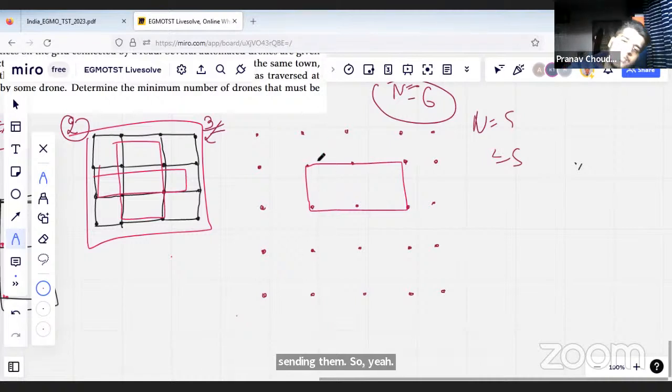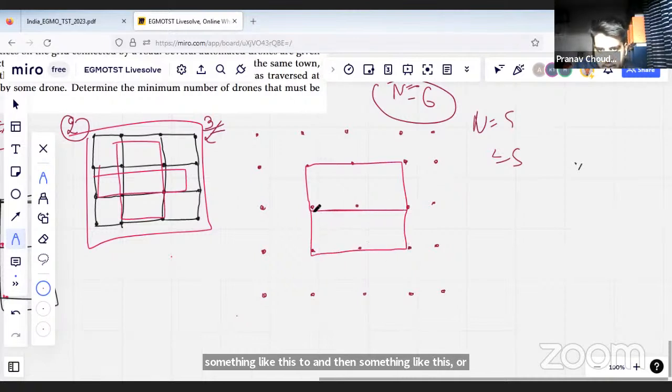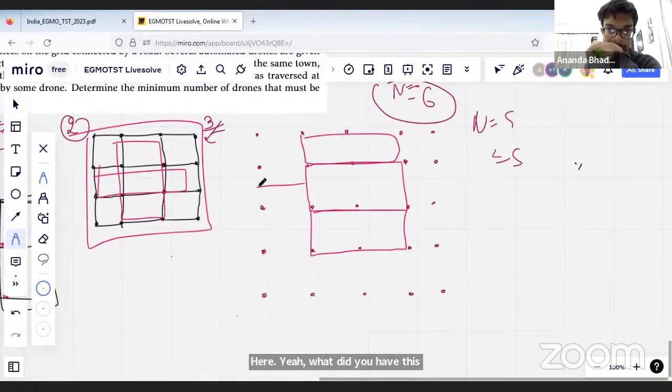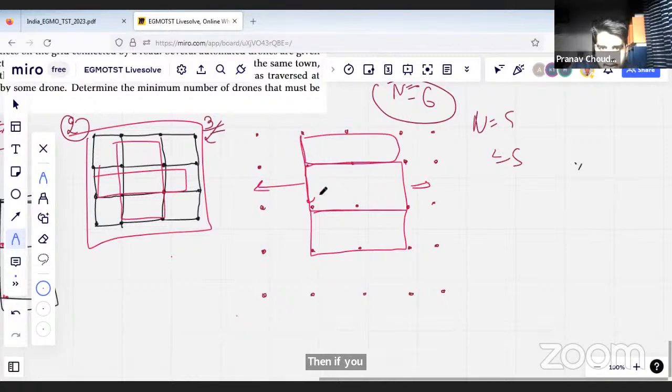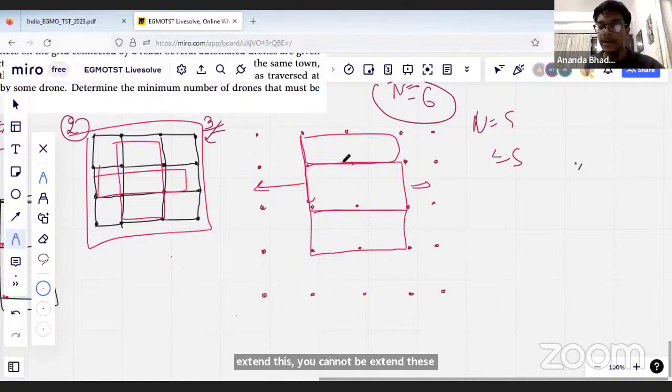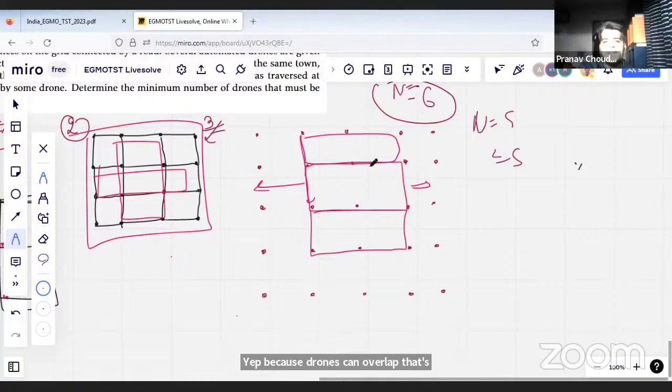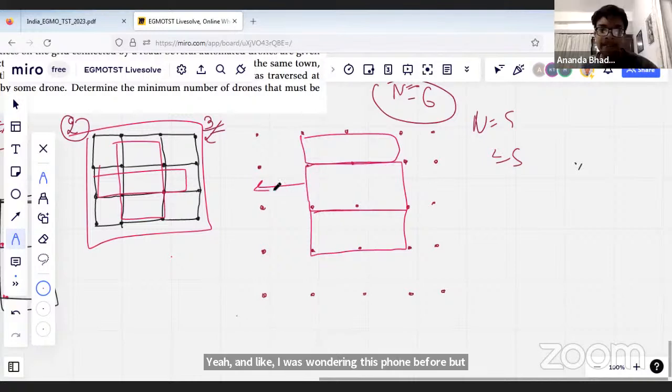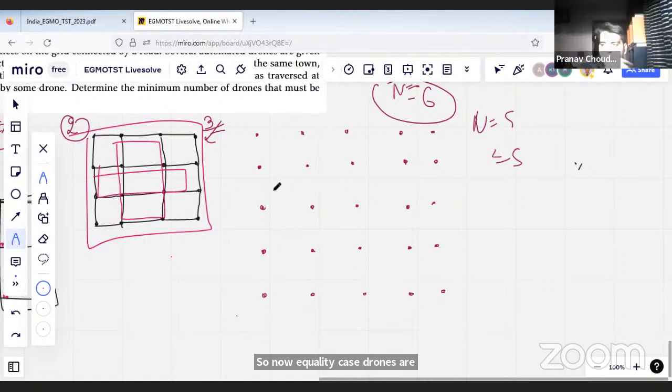I think the issue comes like suppose you have something like this here, and then something like this here. Oh, that is still not an issue. Or maybe something like this here. What if you have this? Then if you extend this, you cannot extend these down, right? Oh, you can, because drones can overlap. That's not an issue. I was wondering, this won't be covered, but then this is covered by this middle thing anyways. So in our equality case, drones are overlapping. Overlapping is fine. And I think everything should have an n side. It feels true. We are left with some details, but most of it should be. Okay, let's see.